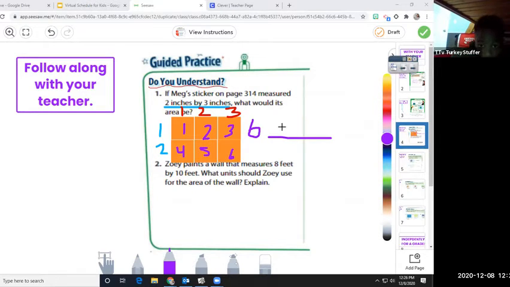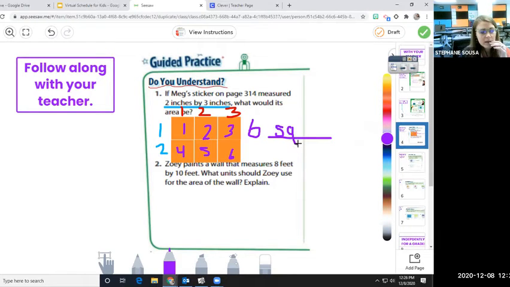Squares. That's right. So we must have 6 square, and I'm going to use that SQ, inches, because this problem said that we're using inches. 2 inches by 3 inches. So inches must be in my label. So the area is 6 square inches. Awesome.